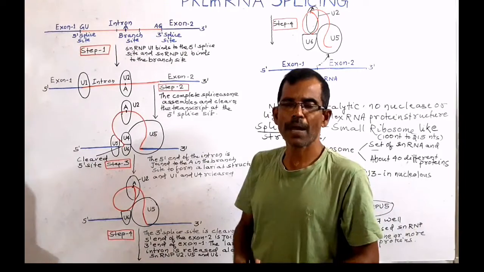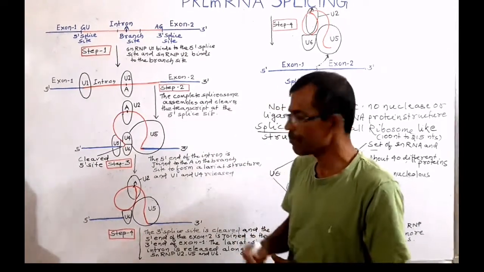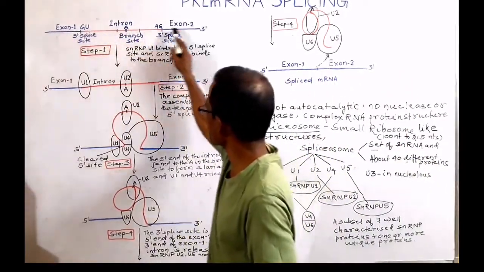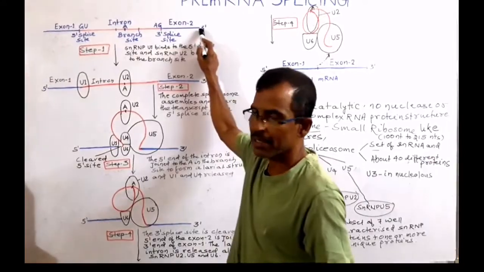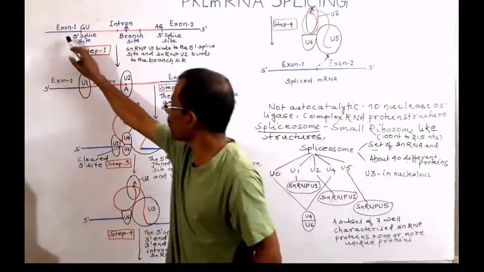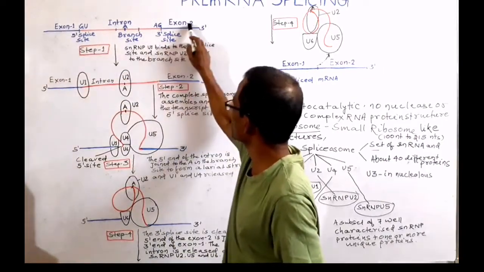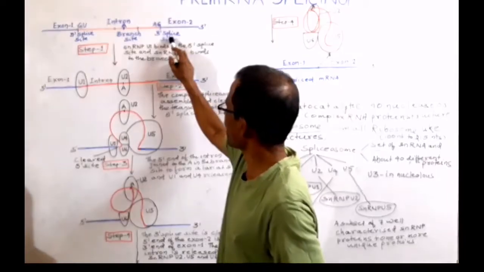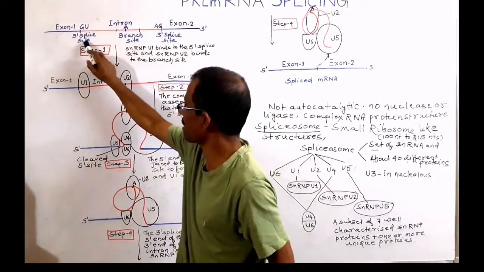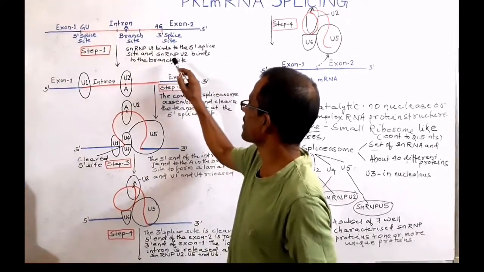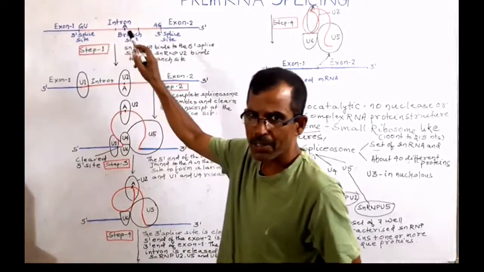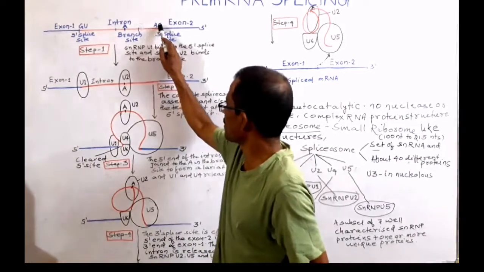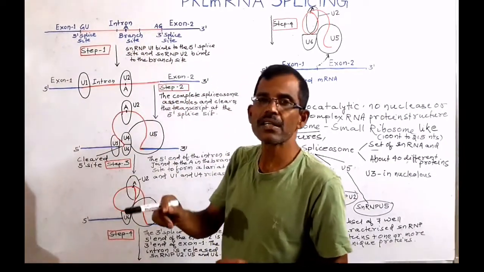The process of splicing of pre-mRNA can be divided into 4 different steps. Friends, this is the primary transcript or the pre-mRNA. This pre-mRNA contains 2 exons, exon 1 and exon 2. In between there is an intron. And there are 2 different splice sites: the 5' splice site and the 3' splice site. And there are 2 dinucleotide sequences, GU and AG. These 2 dinucleotide sequences are completely conserved sequences.